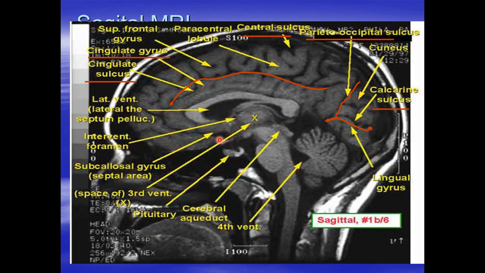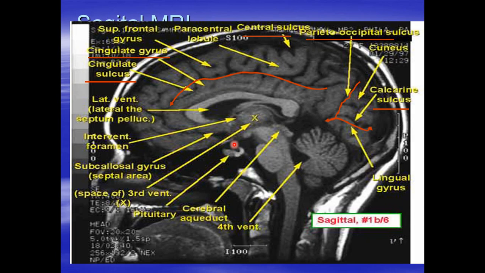So, just inferior to the cerebral hemisphere, we can see this soft tissue signal intensity, which is the pituitary gland that lies in the sella turcica. This is the sella turcica holding the pituitary gland, and the pituitary gland is attached to the rest of the brain by the pituitary infundibulum, or the stalk of the pituitary gland.